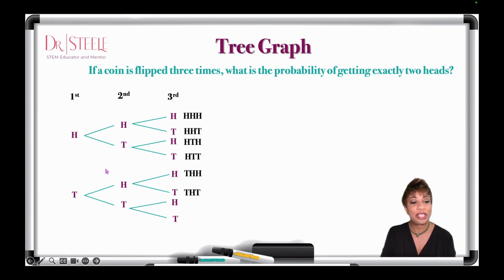Yes, the next one would be tails, tails, heads, and the last one is tails, tails, tails. So those are all of our possibilities. So we have 8 total possibilities.